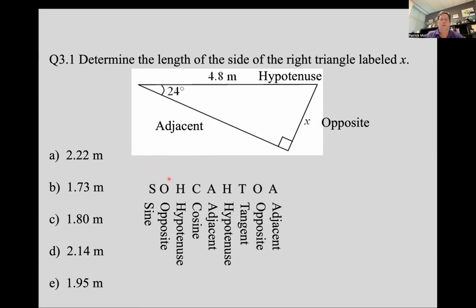Soh-cah-toa. Soh-cah-toa. Which reminds us that sine is opposite over hypotenuse, cosine is adjacent over hypotenuse, and tangent is opposite over adjacent. So, soh-cah-toa. Apply whatever you want, and let's work out what x is. Let's find x.